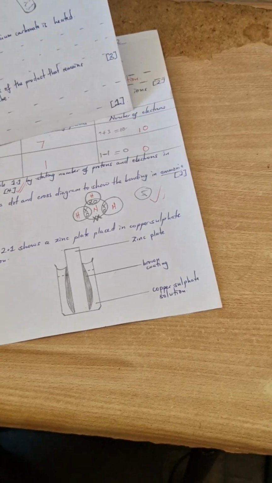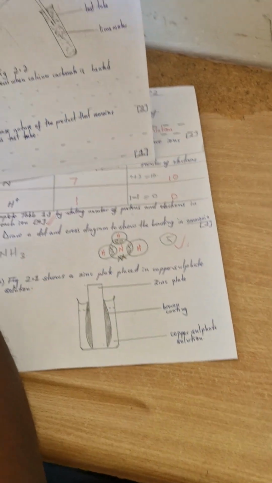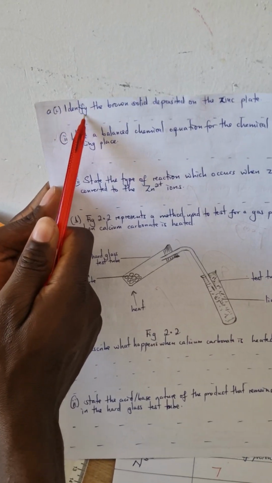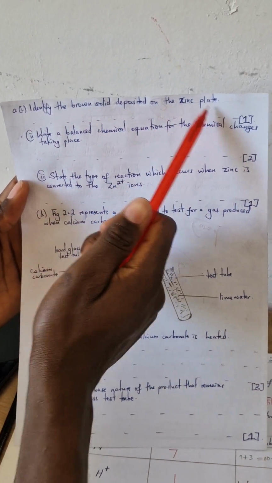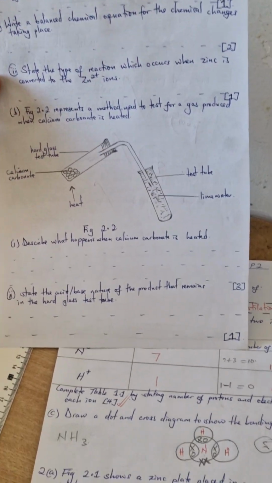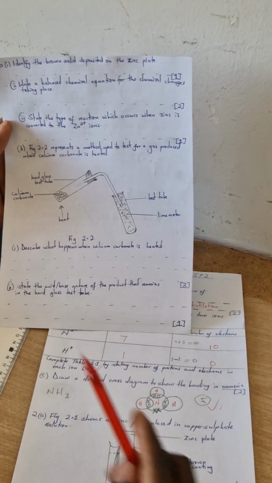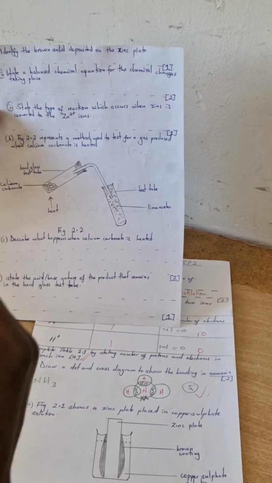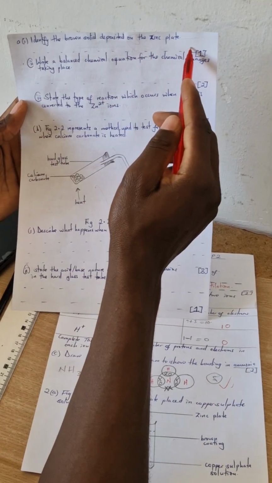Then there is a question in part A, item 1, saying identify the brown solid deposited on the zinc plate. So we have a question, we have a diagram. We have to understand the diagram and relate it to this question so that we can answer. Our answer, we shall write on this part.